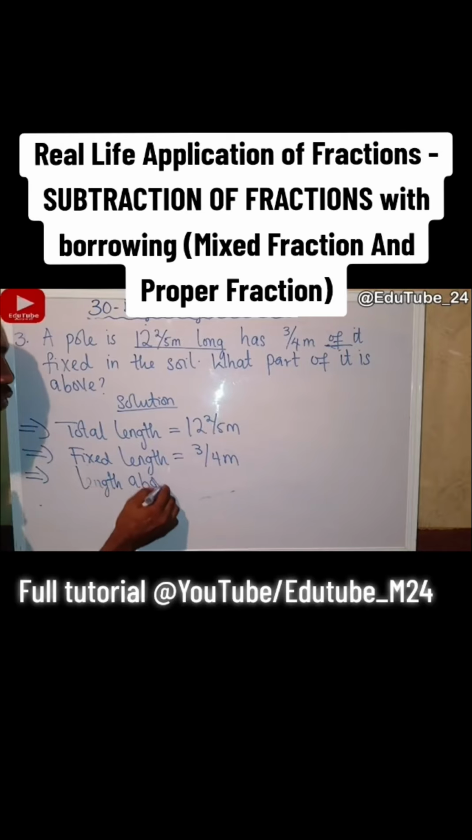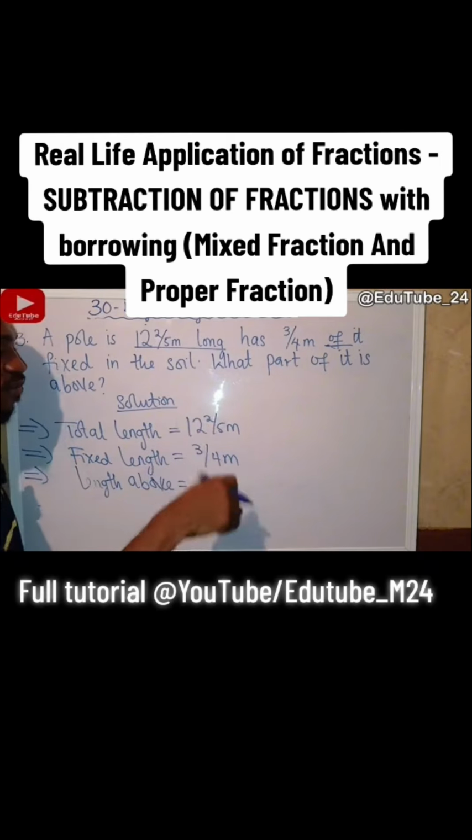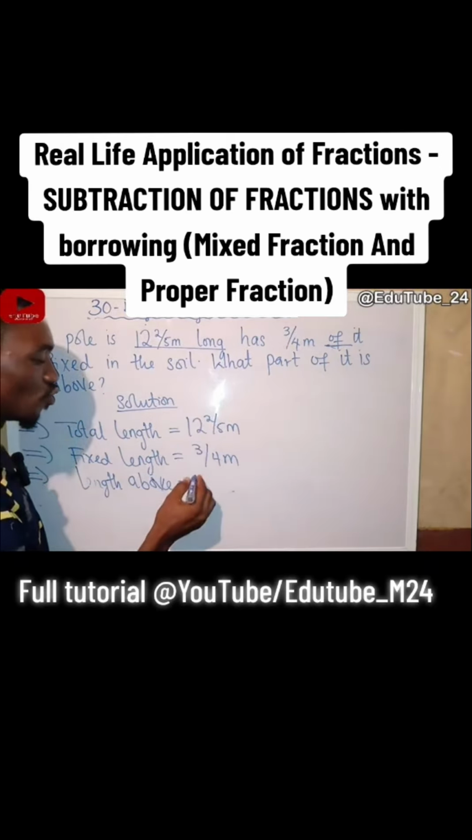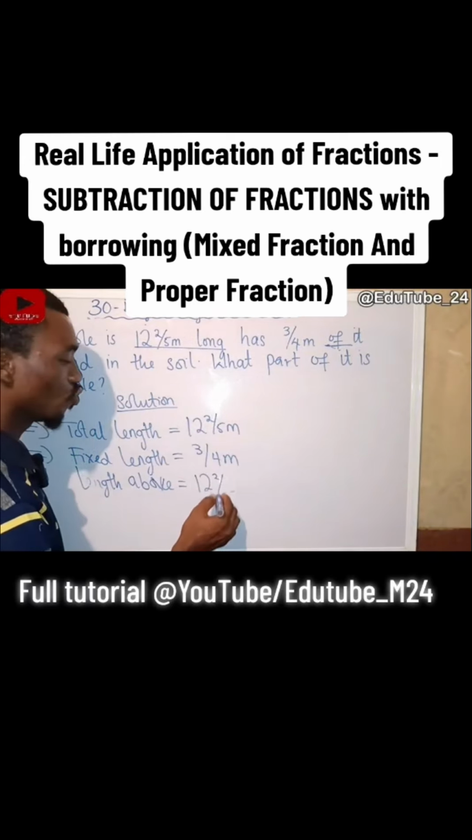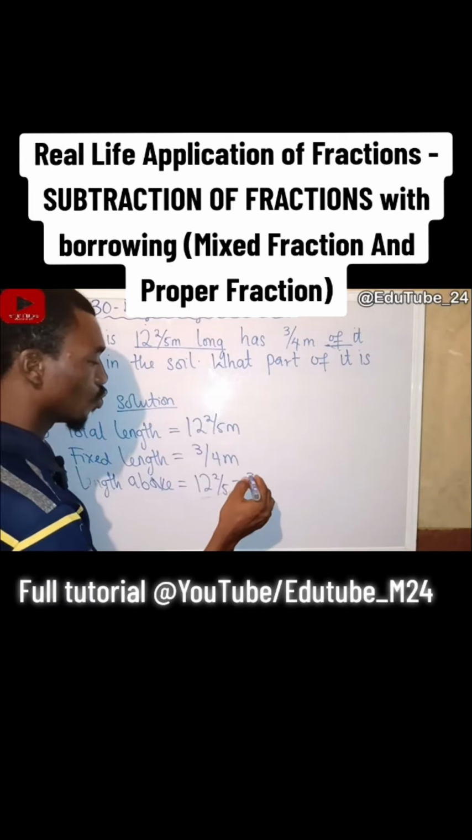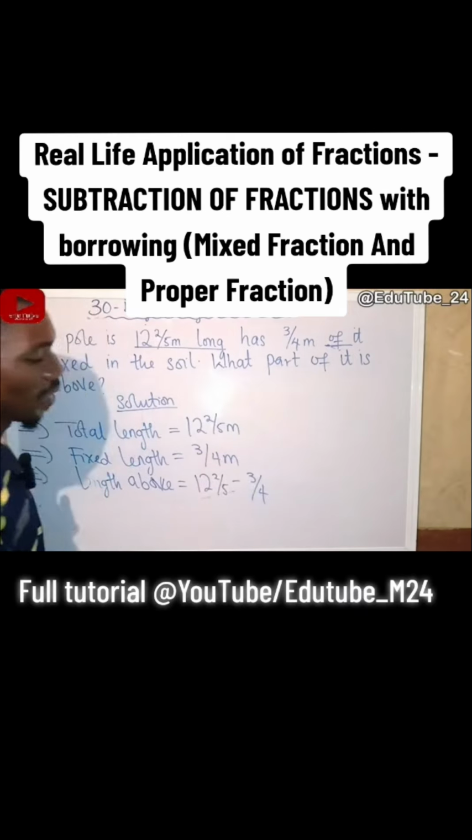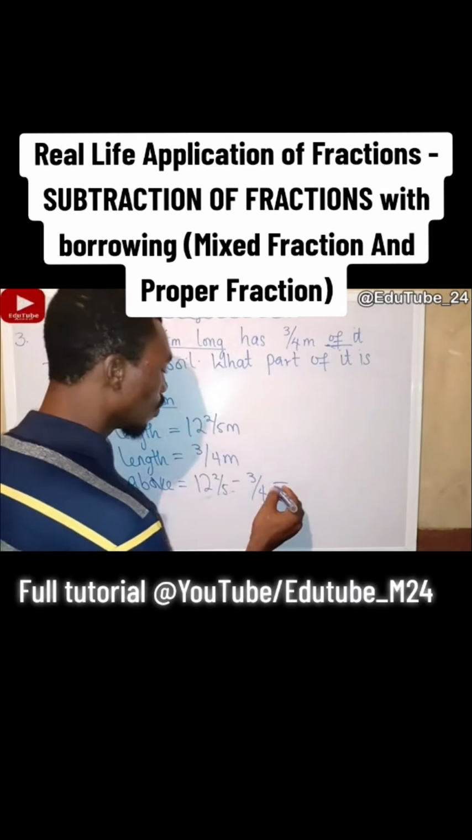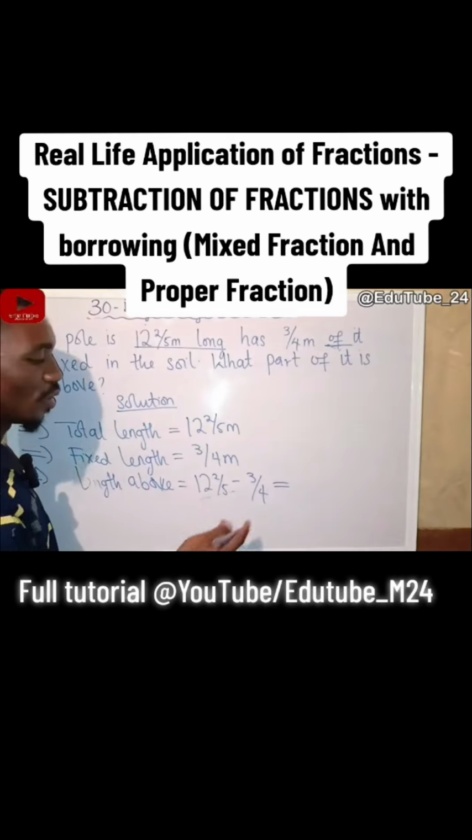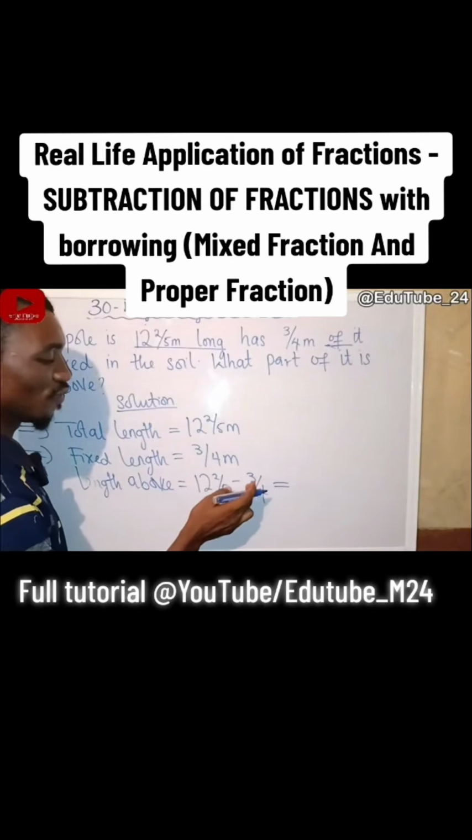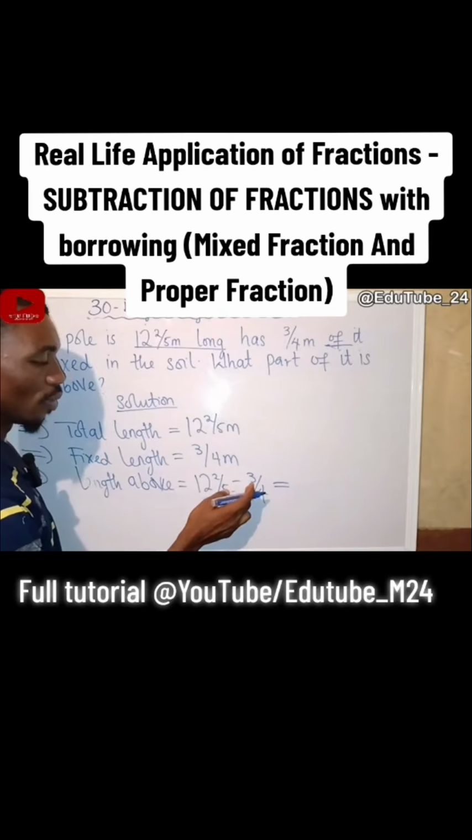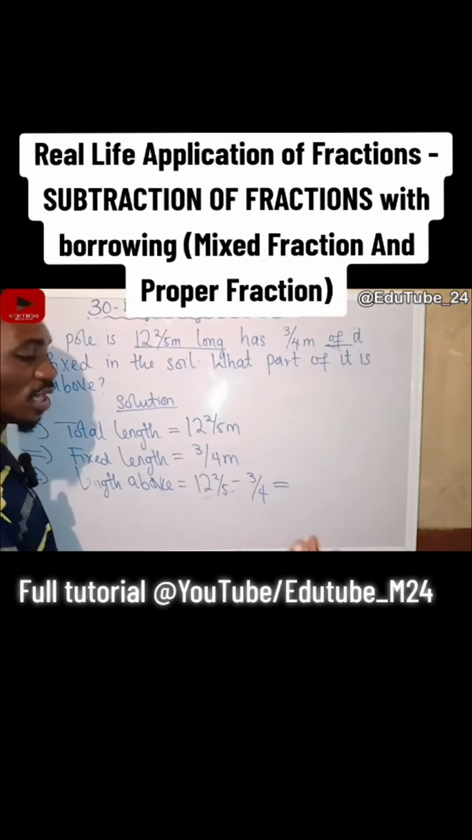above. So to calculate length above, which is the length remaining after this part has been fixed in the soil, we just simply say 12 whole number 2/5 minus 3/4. Now, without any further ado, you could see that this second part of the fraction problem has no whole number, which is quite different from the earlier ones we saw.